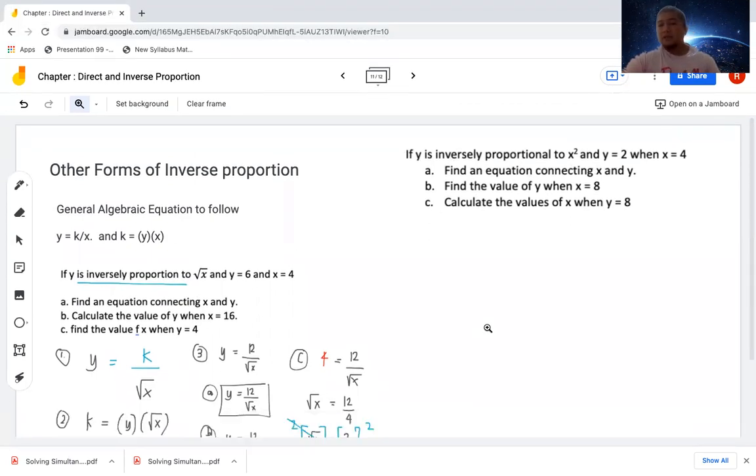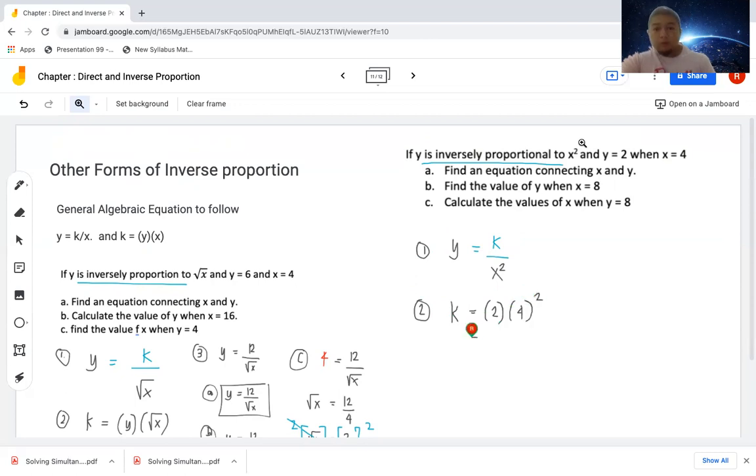Okay, so let's assume that you guys paused it, and we are going to answer this particular one. It says here y is inversely proportional to x squared. So I'm going to write it in such a way that it follows the format of the statement. And for us to solve the value of k, what we need to do is multiply the value of y, which is 2, by the value of x squared.